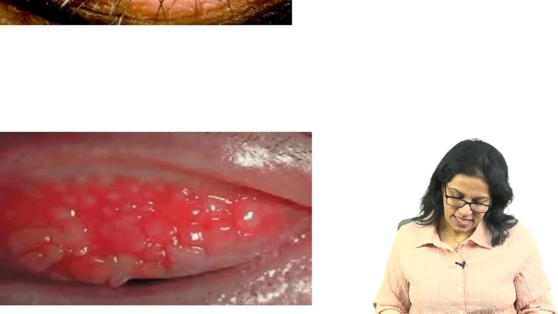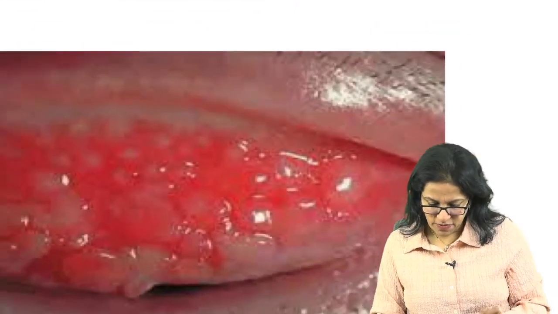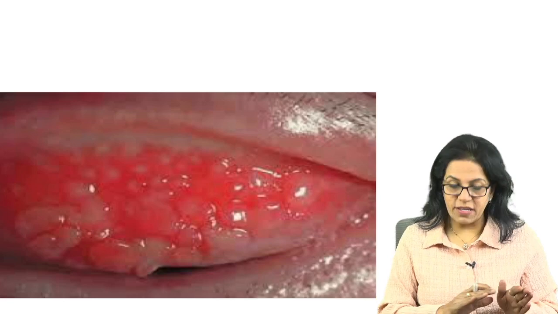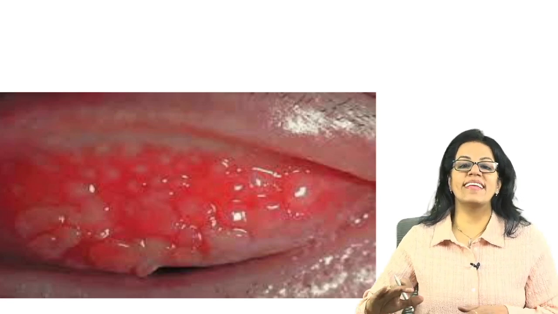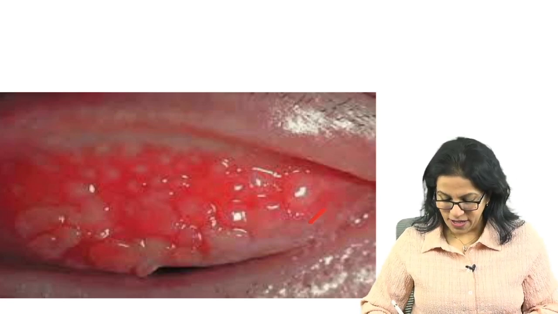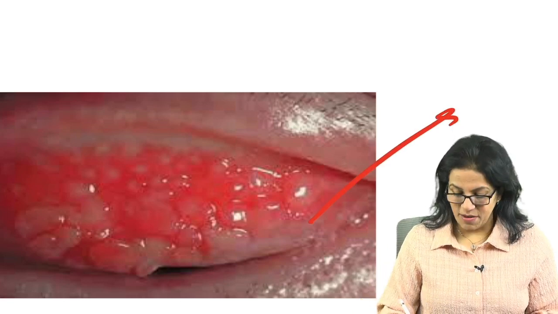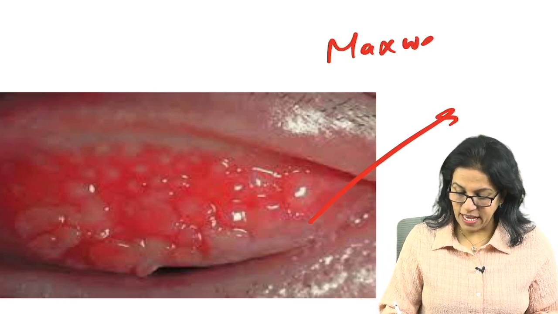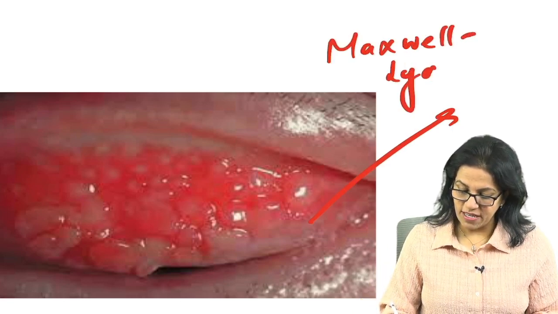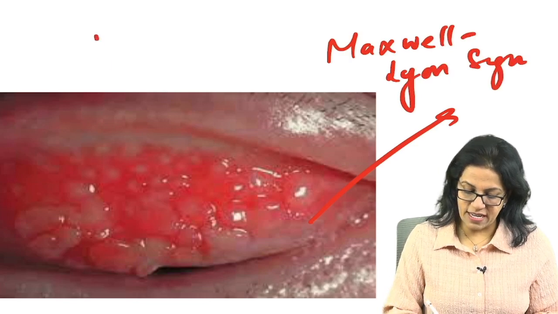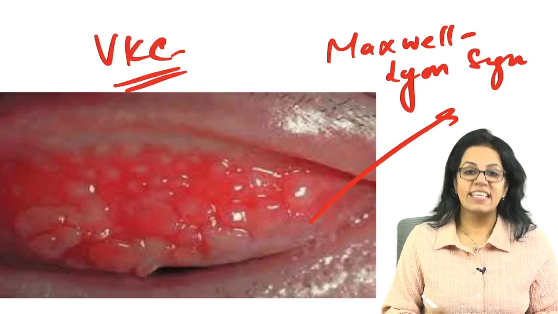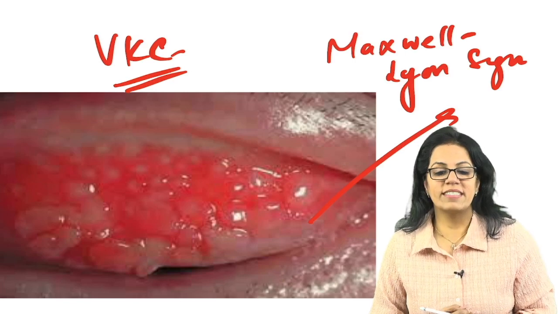And what is this? Okay, the papillae are not very clear here because there is a pseudomembrane which is deposited over here. And what is the sign known as? Maxwell-Lyons sign. Yes, we are talking about vernal keratoconjunctivitis, and this is your Maxwell-Lyons sign.